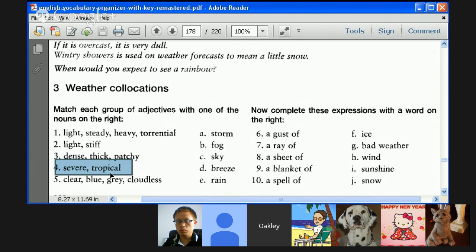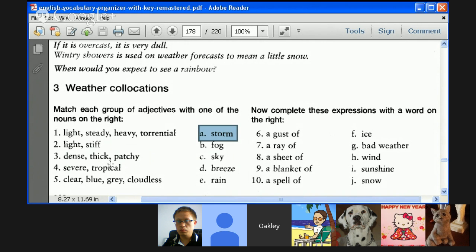Okay, next one, Tanya. Severe, tropical, breeze. No. Rain. No, that wouldn't work. Severe rain is possible. Storm. Storm, a tropical storm. Yeah, I don't know why, but yeah, very good. I've never heard a tropical storm. Oh yeah, we get storms here in the tropics, for sure. Big ones.